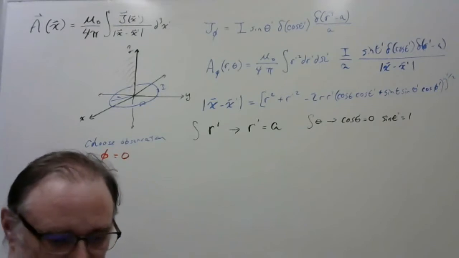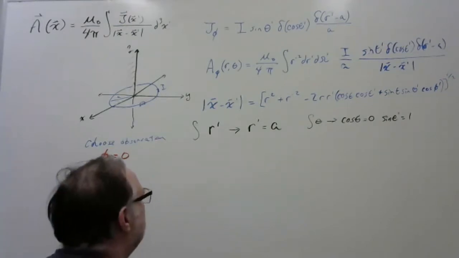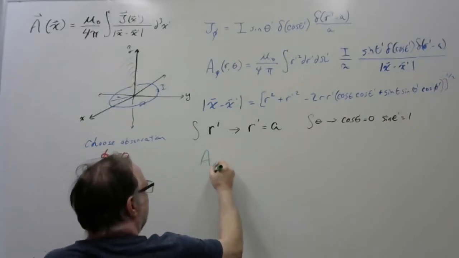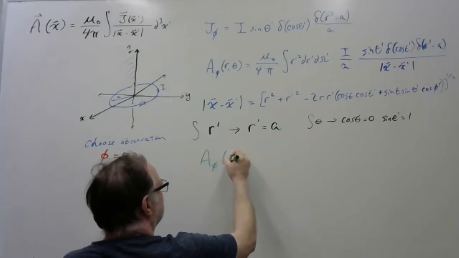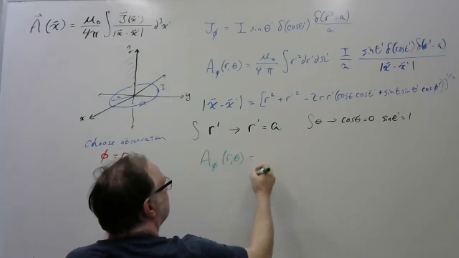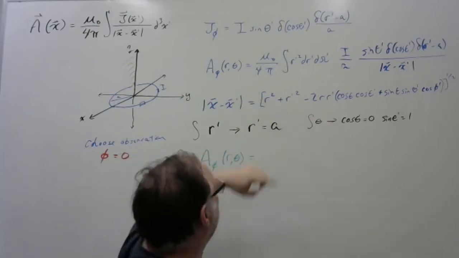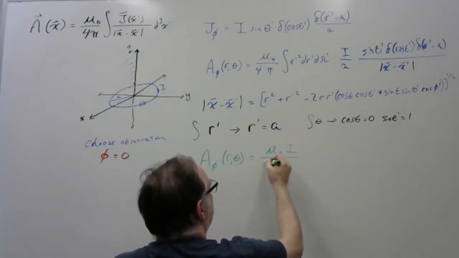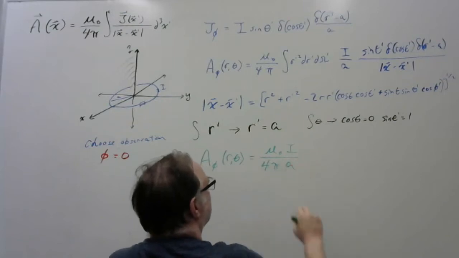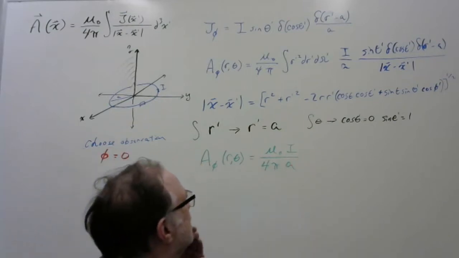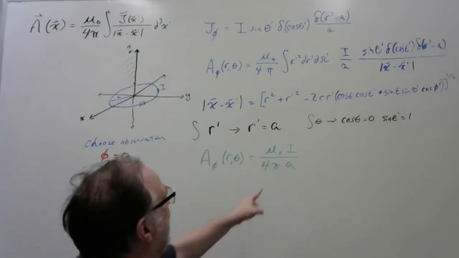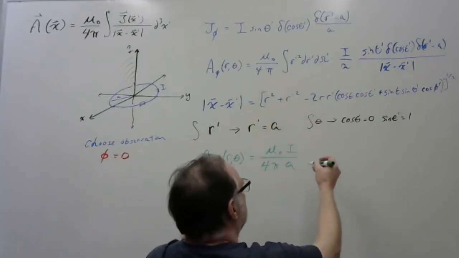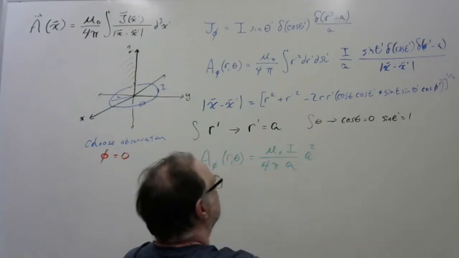So what we get for our A sub phi, A phi of r and theta: first of all, I'm going to pull that I over a out. So mu naught I over 4 pi a. So there's that. The r prime equals a, that's this r prime here. That can come out of the integral, so I get another factor of a squared here.